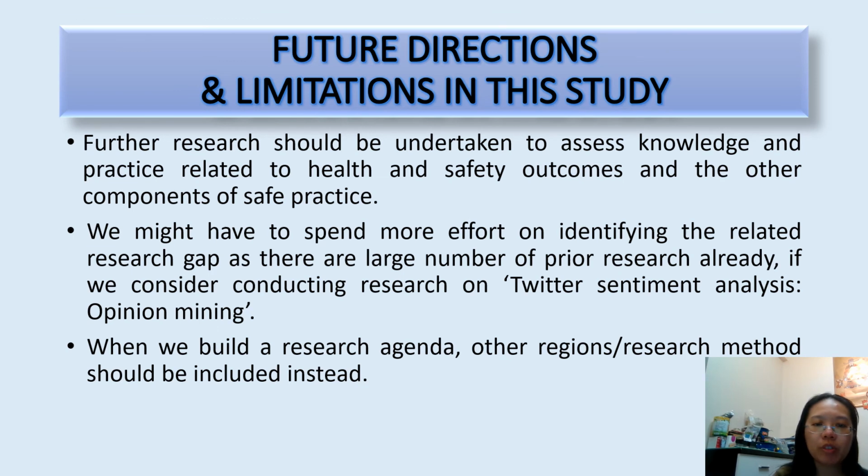Future directions. Further research methods should be taken to assess the knowledge and practice related to health and safety outcomes. For example, if we look at safety awareness, how can we utilize this data for further research? We may have to spend more effort identifying the related research gap, as there is a lot of research that has been done already, for example if we consider doing research on Twitter, sentiment analysis, or the opinion mining approach. When we build the research agenda, other regions or research methods should be used and included instead. For instance, if we have a choice between Cyprus and China housing prices, and we would use a hedonic housing price model, then we may consider doing something other than China, or use some method other than the hedonic housing price model.